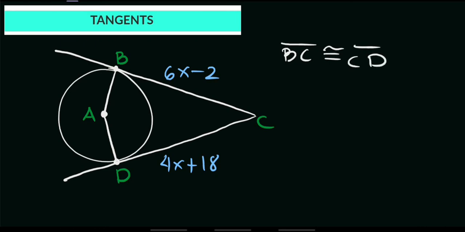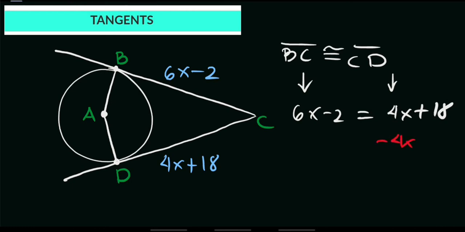Since we're asked to solve for the value of x, let's equate their values. BC is equal to 6x minus 2. Let's equate this to CD. So CD is equal to 4x plus 18. Let's solve for the value of x. I think we need to subtract 4x from both sides.